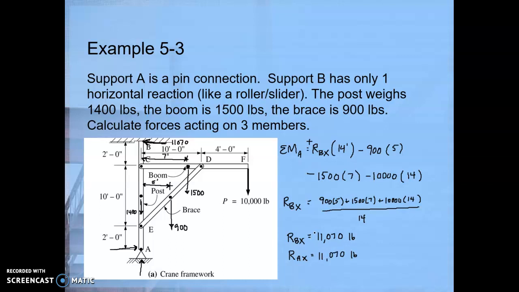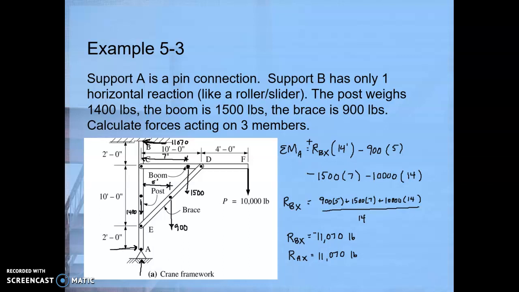Now I could label this as negative, or just by drawing the arrow to the left, that indicates the direction as well. So I'm not really worried so much about plus or minus signs when doing this type of frame analysis, because we've got the diagram to show us the directions of the forces.